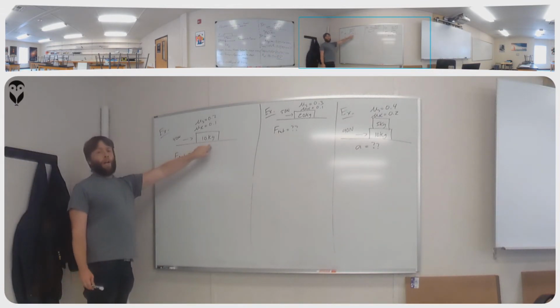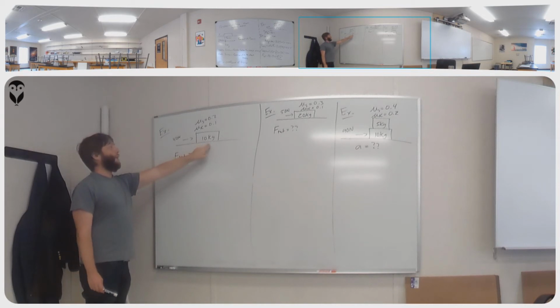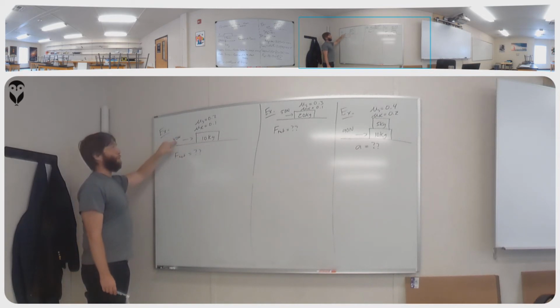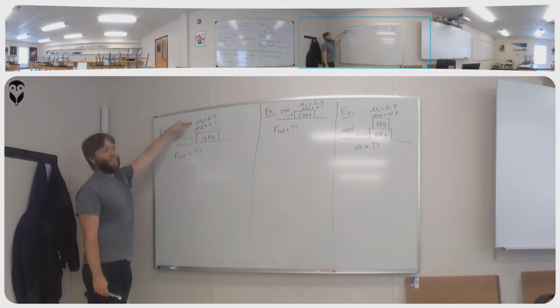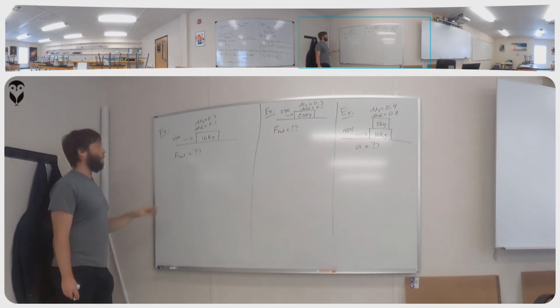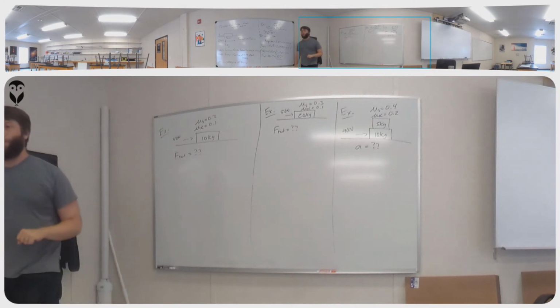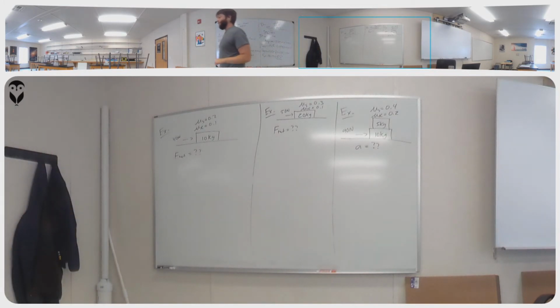Here we have a 10 kilogram mass. I know it's a little hard to see. 10 kilogram mass, 40 newtons of applied force. Mu s, the static friction constant, is 0.2. Mu k is 0.1. And we want to find the net force acting on this object. So very similar to the previous problem, only the numbers have changed.